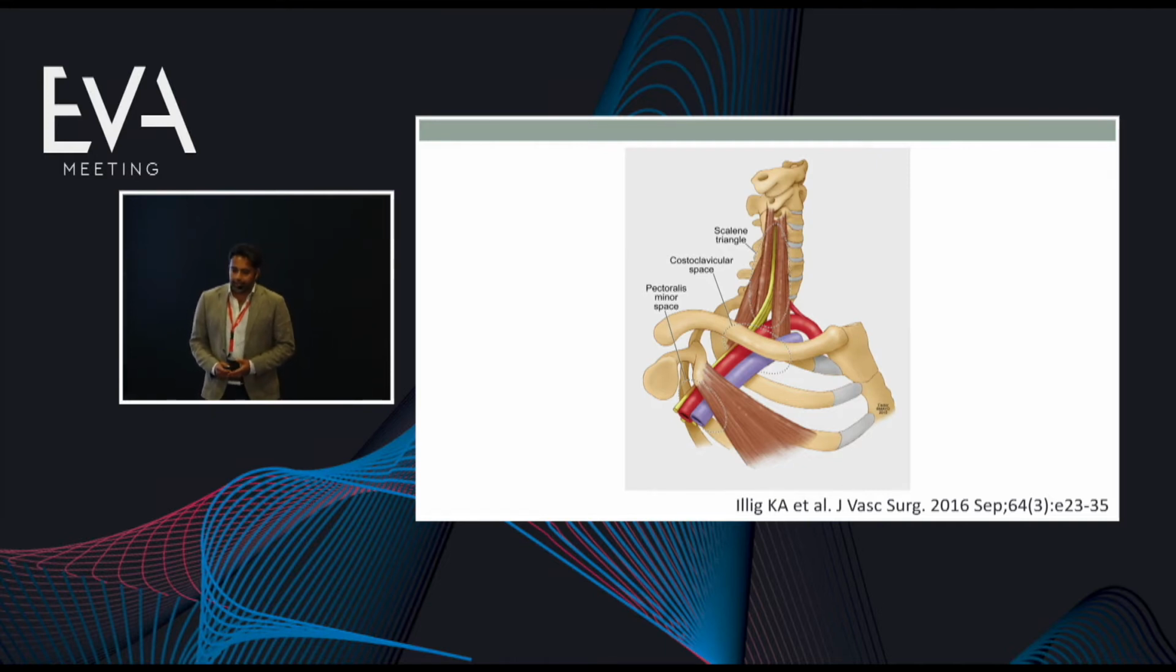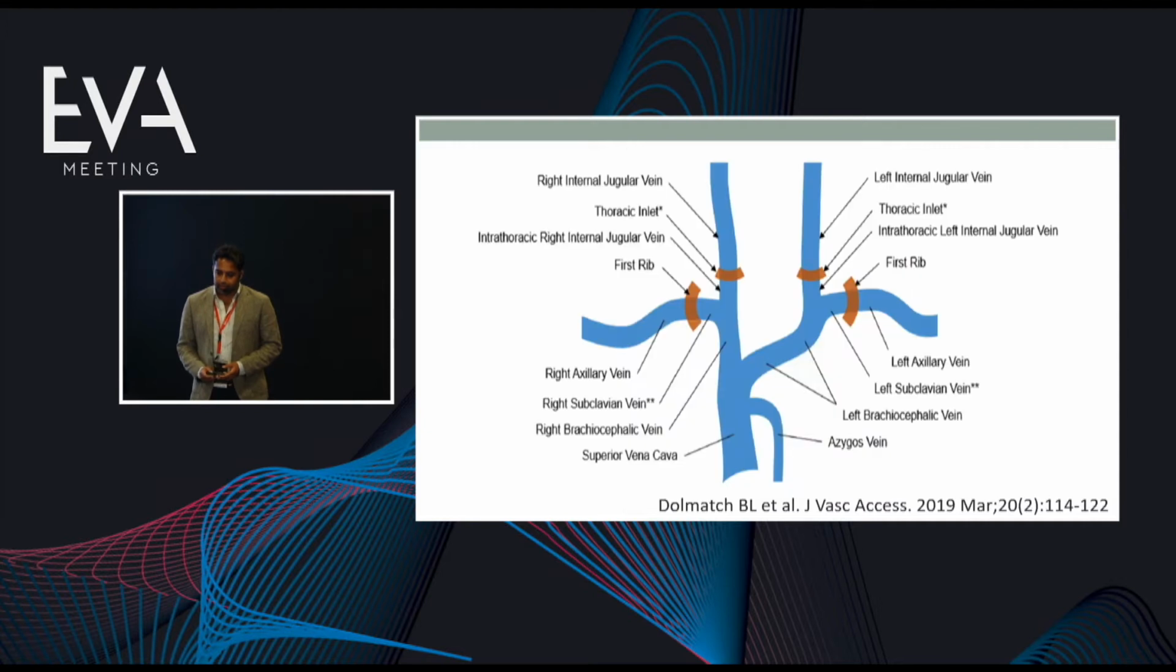At the thoracic inlet, there are three distinct areas: the retropectoral space behind the pect minor muscle, the costoclavicular space between the clavicle and the first rib, and the interscalene space here. So the assessment of the vessels needs to take into account all of these anatomical factors.